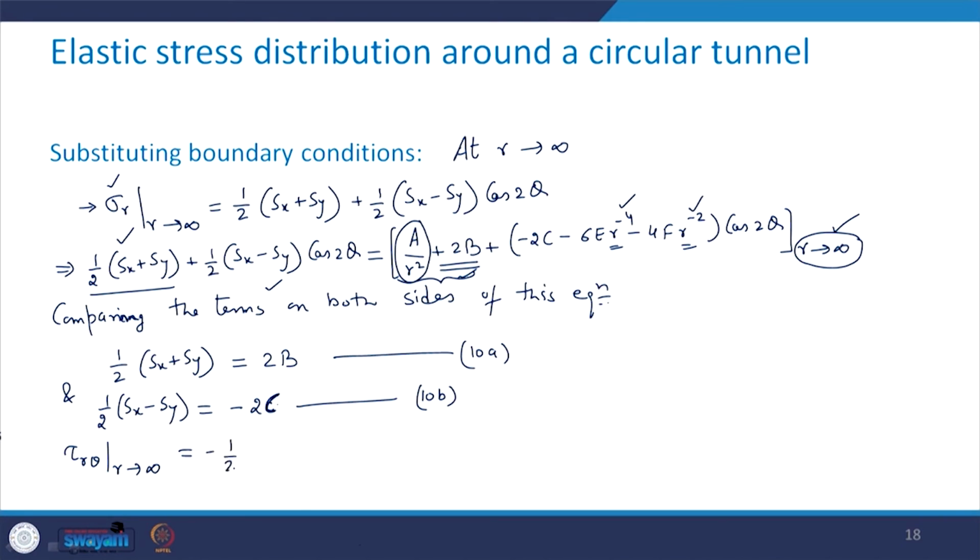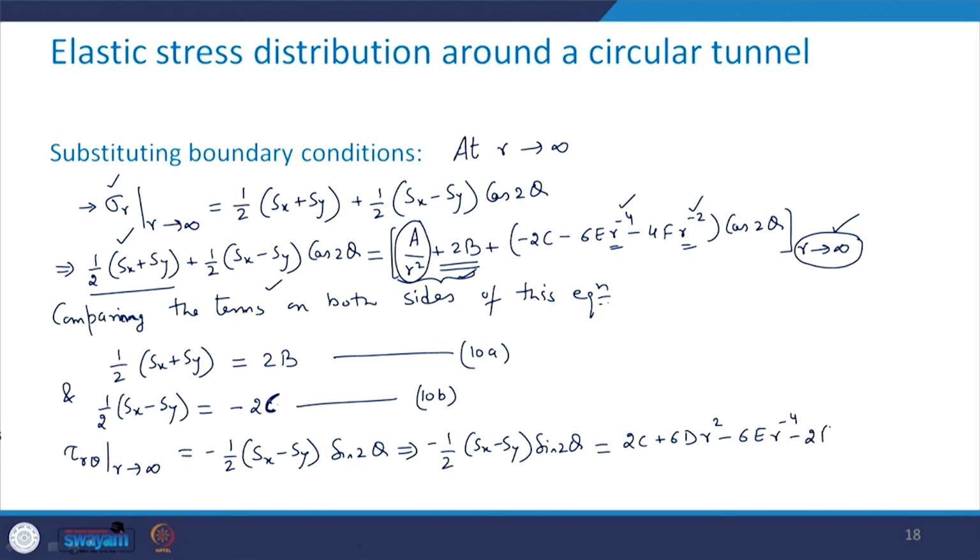Now, what will happen to tau r theta at r tending to infinity? This is given by minus half Sx minus Sy into sine of 2 theta. This is equal to 2c plus 6d r square minus 6e r to the power minus 4 minus 2f r to the power minus 2 into sine of 2 theta. Now again in this equation, if we compare these terms, this is subjected to the condition that r is tending to infinity.